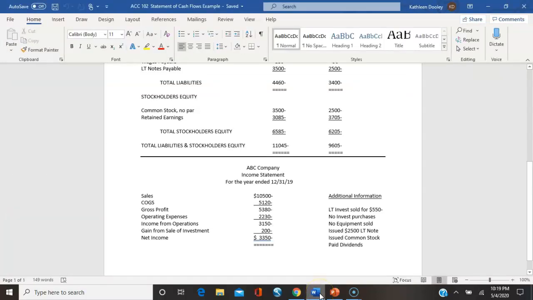We have one more account to go for our tables, and that is the retained earnings. And so we went from 3705 to 3085, okay, when we did our retained earnings. Okay, 3705 to 3085.